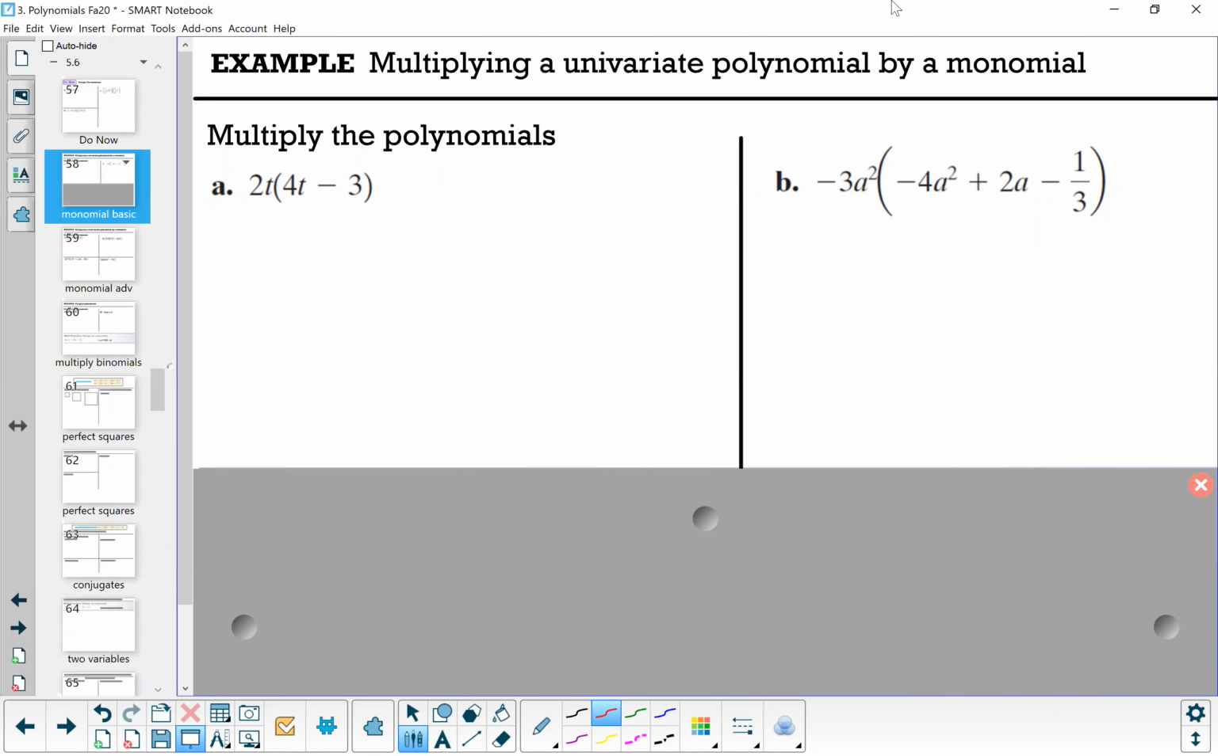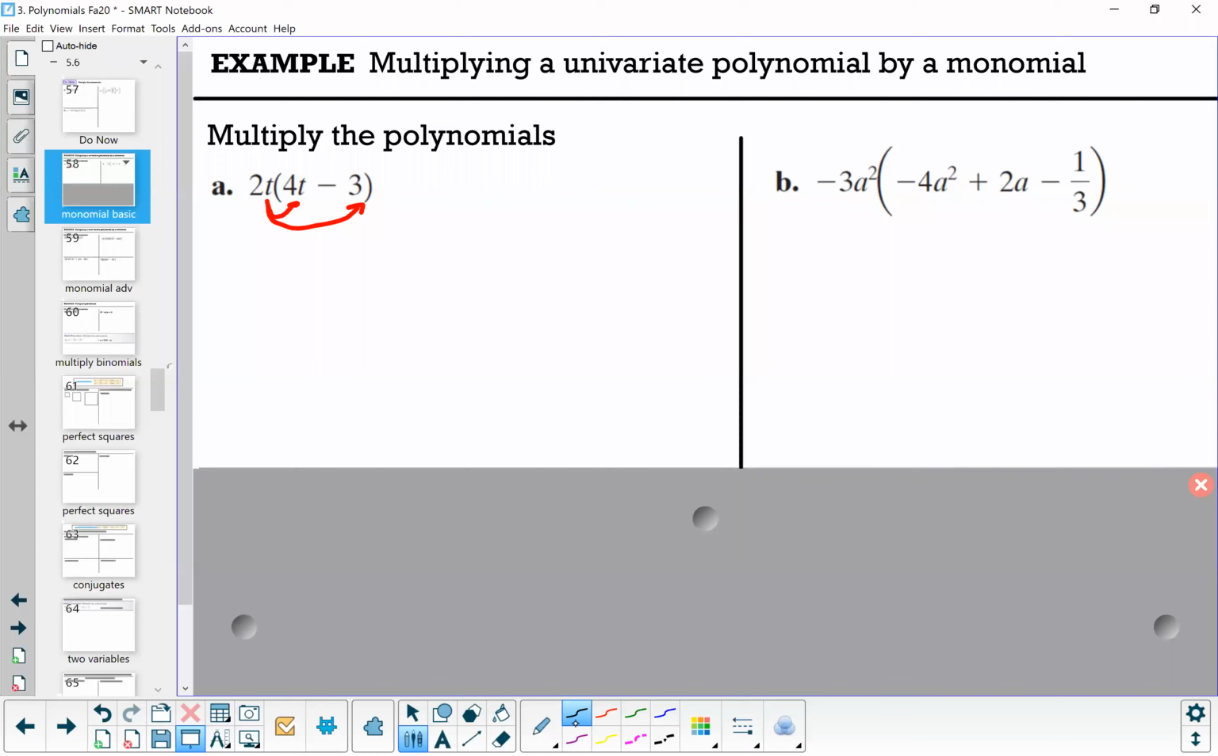So we're multiplying 2t times, in parentheses, 4t minus 3, close parentheses. So we know it's multiplication when you have a number adjacent to a quantity in parentheses because that's our default operation. And so we have to distribute the 2t across the subtraction that's inside of parentheses.